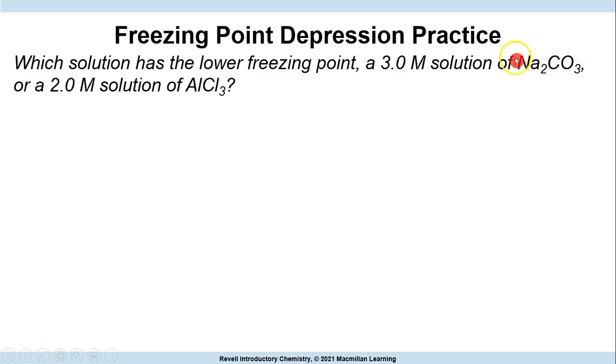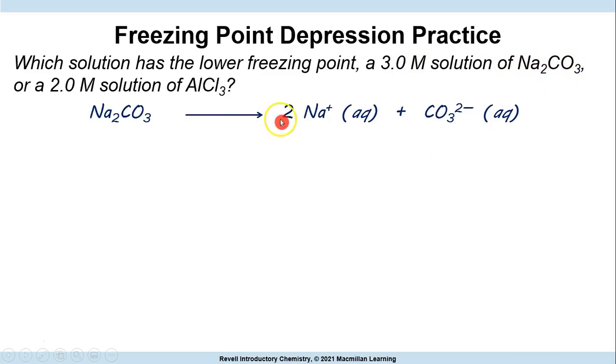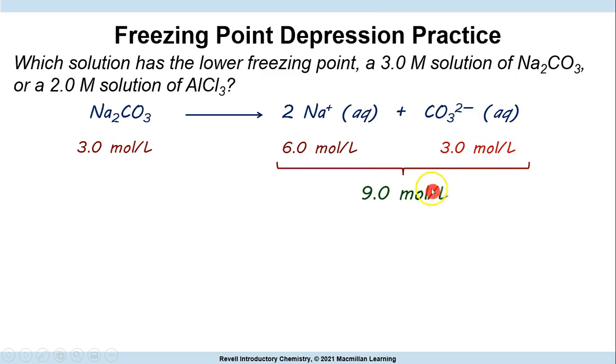When sodium carbonate dissociates, it forms the sodium and the carbonate. So we have 2 sodium ions and 1 carbonate ion, and the concentration is 3. So the concentration of the sodium ions is going to be 3 times 2, and the concentration of the carbonate is going to be 3 times 1. That is going to give us 9 moles per liter.